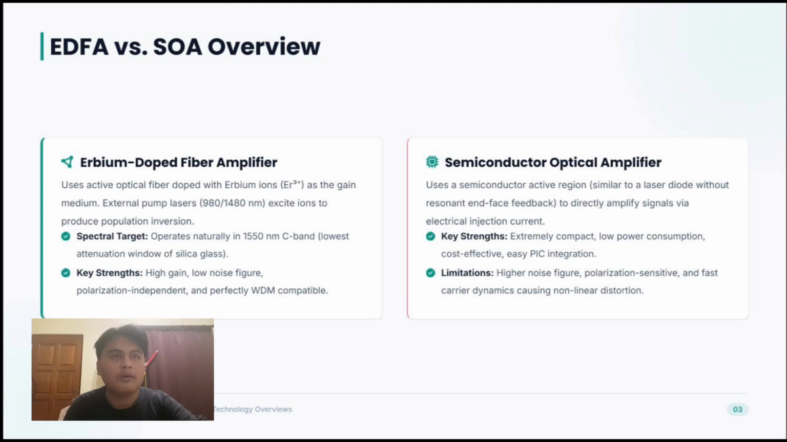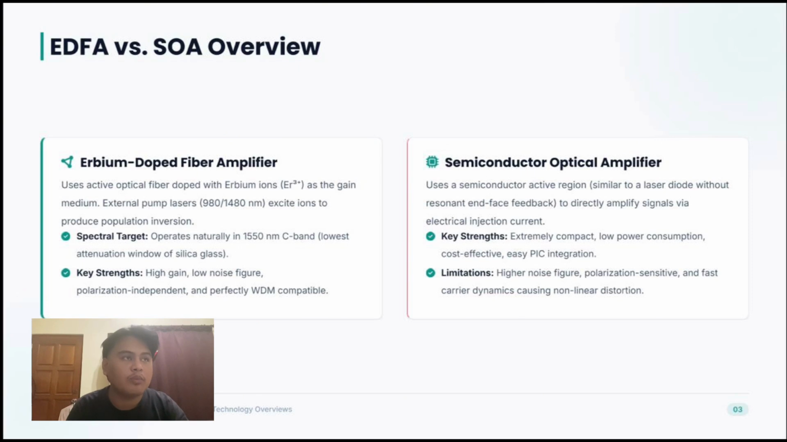First, the erbium-doped fiber amplifier uses an active optical fiber doped with erbium ions as the gain medium, with an external pump laser at 980 or 1480 nm to produce a population inversion. We have a spectral target and key strengths. For the spectral target, it operates naturally in the 1550 nm C-band, the lower attenuation window, and the key strengths are high gain, low noise figure, polarization independence and perfect WDM compatibility.